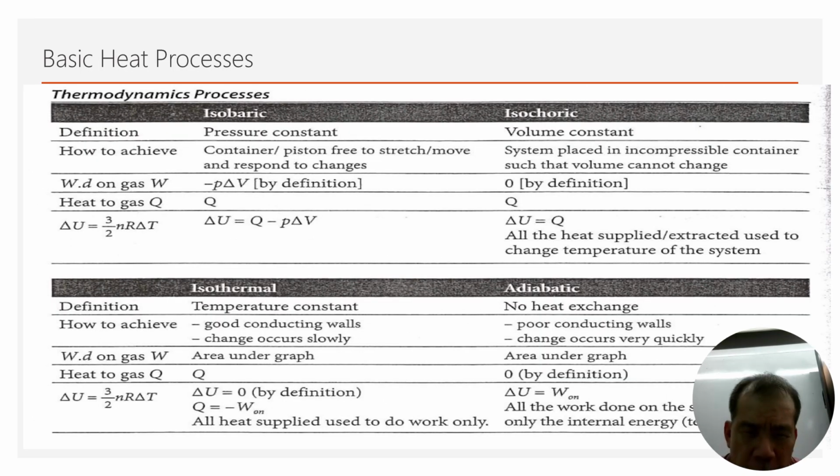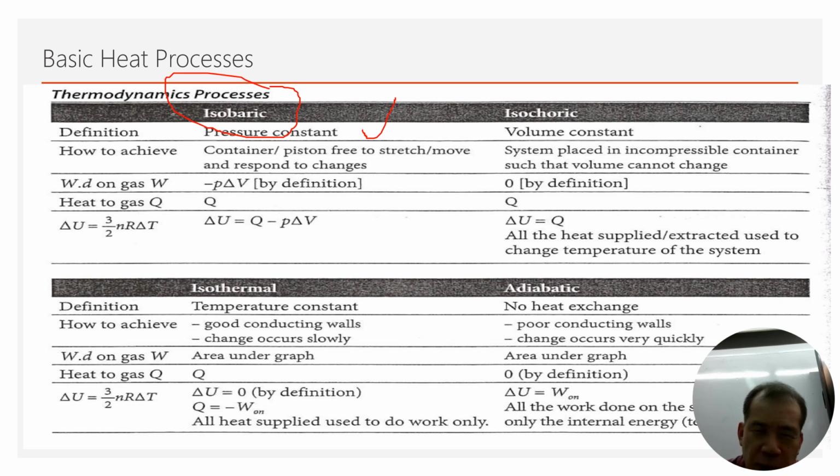Now we have four basic thermodynamic processes, or four heat processes, that you have to know. Number one, isobaric. Isobaric means same pressure. Iso means same, baric means pressure. So this is a case whereby your pressure is constant. It could be that you've got a container that is free to stretch or move in response to changes, so pressure is constant in that sense.